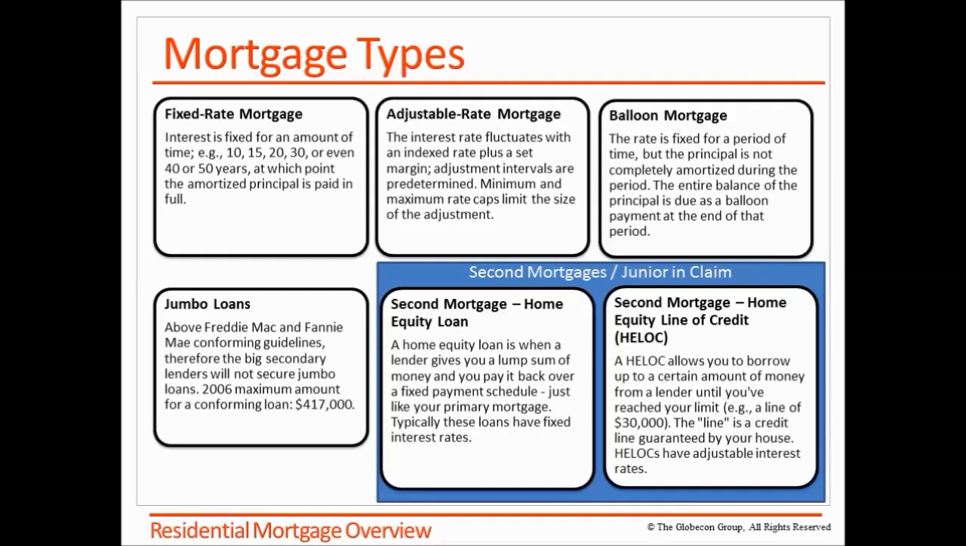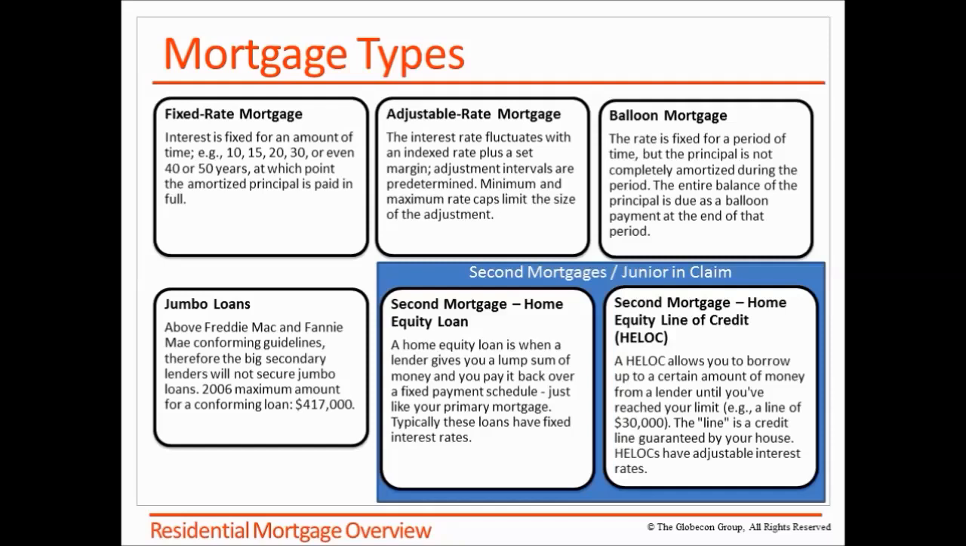Now, a little different than that, we have the adjustable rate mortgage. This is a type of mortgage where the interest rate fluctuates with indexes, such as the prime or LIBOR, plus a set margin, so it might be prime plus X%. And the adjustment intervals are predetermined. So it might adjust monthly, yearly, or quarterly, depending upon what that financial institution and borrower agree to. So minimum and maximum rate caps limit the size of the adjustment.